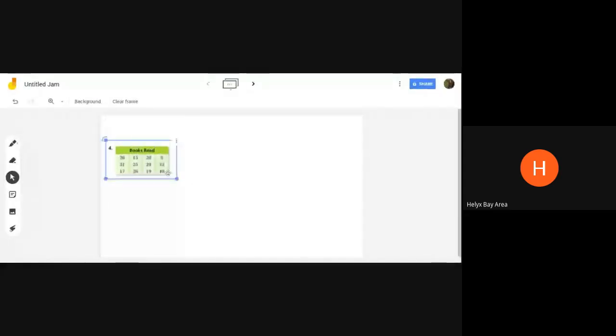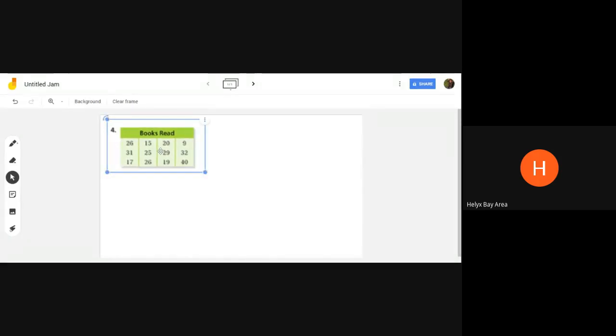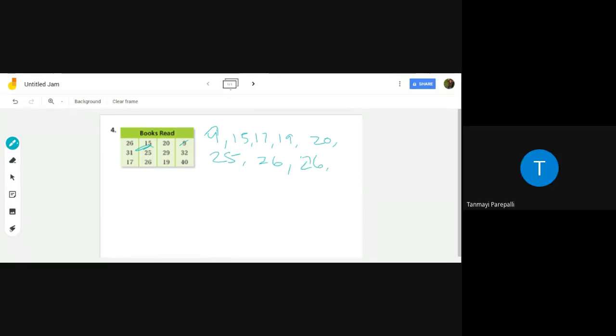I'm going to share a Jamboard so you guys can see and understand it better. Okay, so this is the data set that we have. The first thing we're going to do is organize the data from least to greatest. First we have 9, and then we have 15, 17, 19, and I cross off the ones that I've already done. 20, 25, 26, 26, 29, 31 and 32.